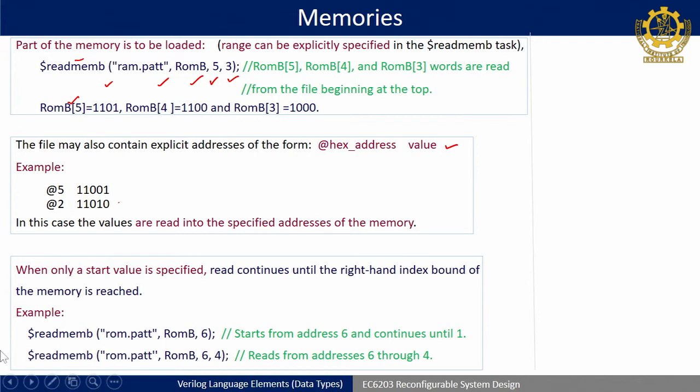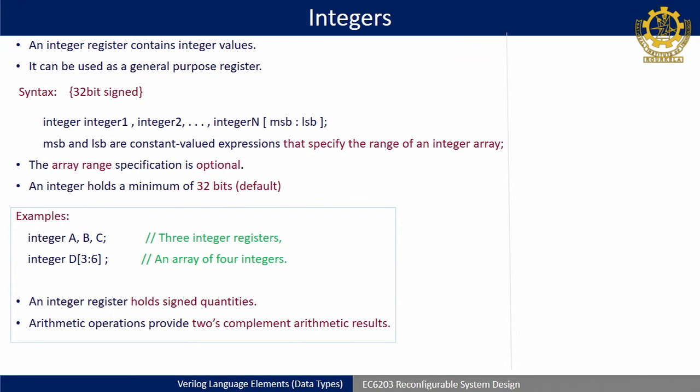Okay. So, while discussing the data types, we discussed the net data type followed by the register data type. Now, we are discussing the different register data types. We have discussed the register data type and how we can use it as a memory and how to assign values to memories.